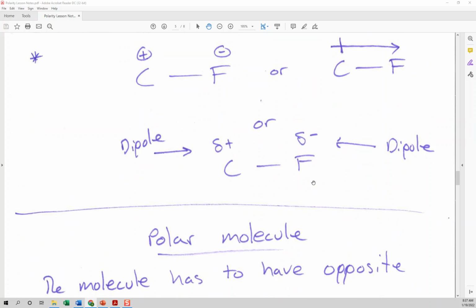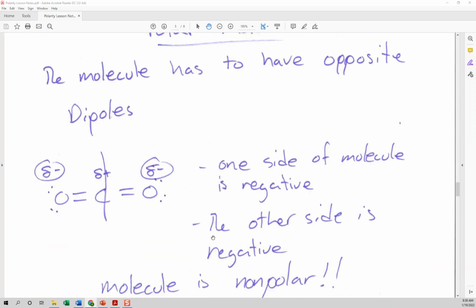But what about polar molecules? Well, again, to be polar, the thing that you're classifying as polar has to have oppositely charged dipoles. So to be a polar bond, one side of your bond has to have a positive dipole, the other side of the bond has to have a negative dipole. Well, the same thing's true about a polar molecule. For a polar molecule, one side of the molecule has to have a positive dipole, and the other side of the molecule has to have a negative dipole. You have to have oppositely charged dipoles in the molecule, okay?